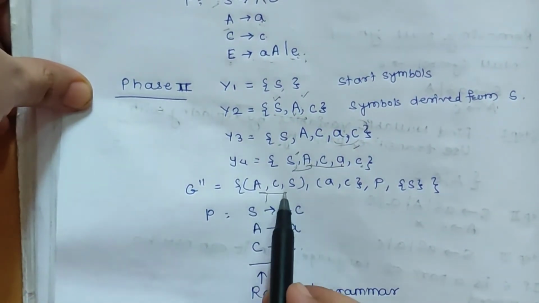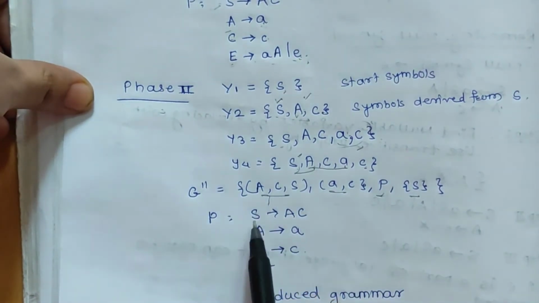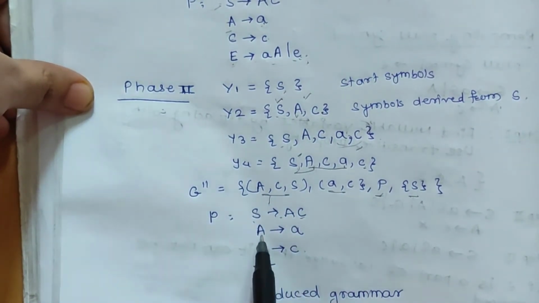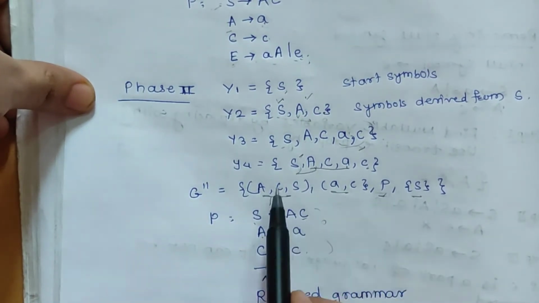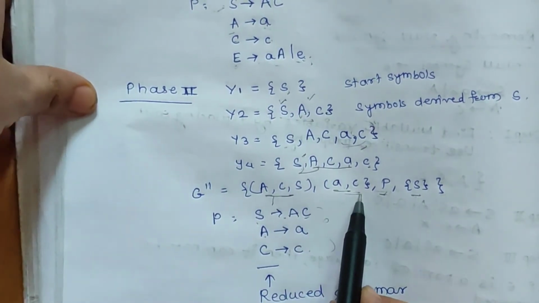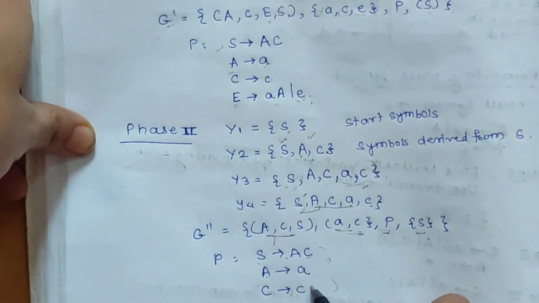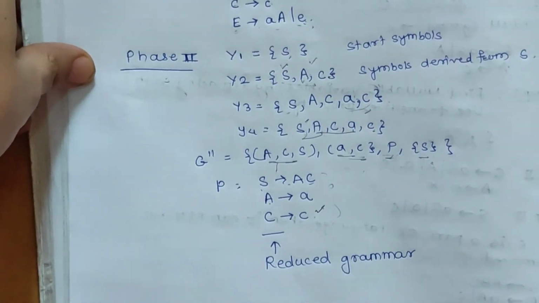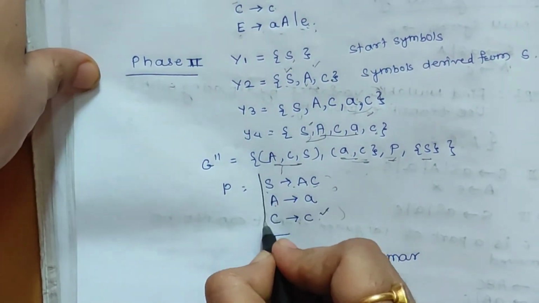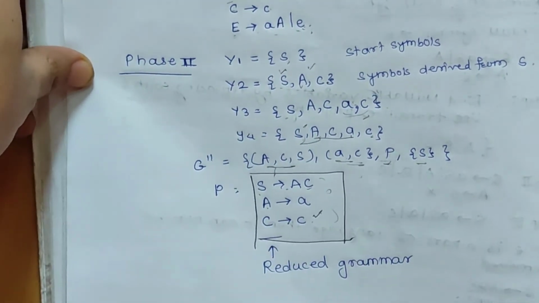These are the set of non-terminals, then terminal symbols, production rules and start symbol, and the grammar rules generated by this, with terminals and non-terminals, include S gives AC will be there, A gives a and C gives c. That is, this symbol is eliminated in the next phase, and this is the final reduced grammar that we are getting. So this is how you have to reduce the grammar by these two phases.